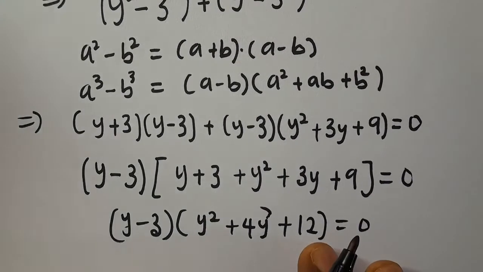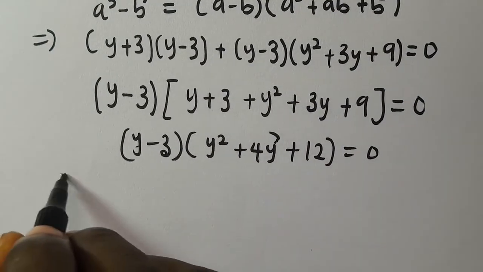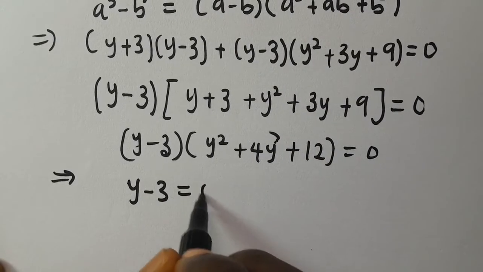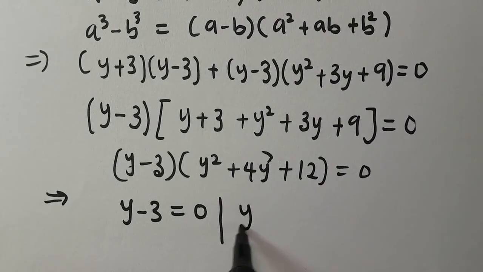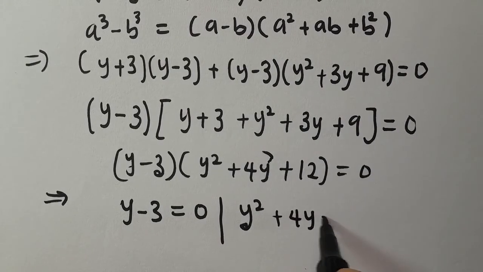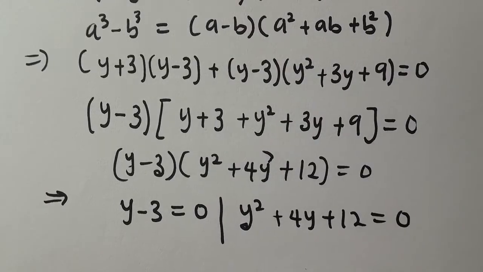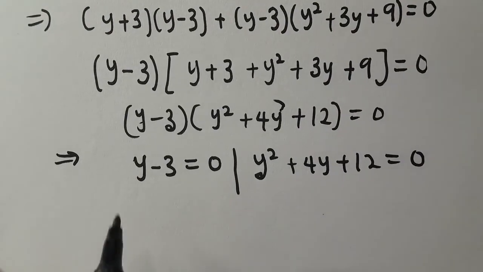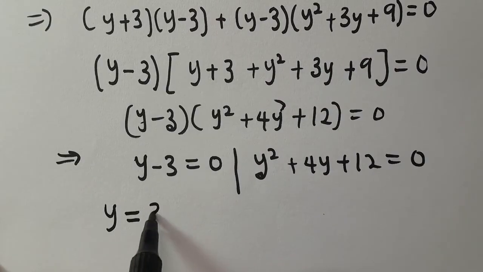So this implies that we have y minus 3 equals 0, or we have y squared plus 4y plus 12 equals 0. Now, from here, it is obvious that our y equals 3.